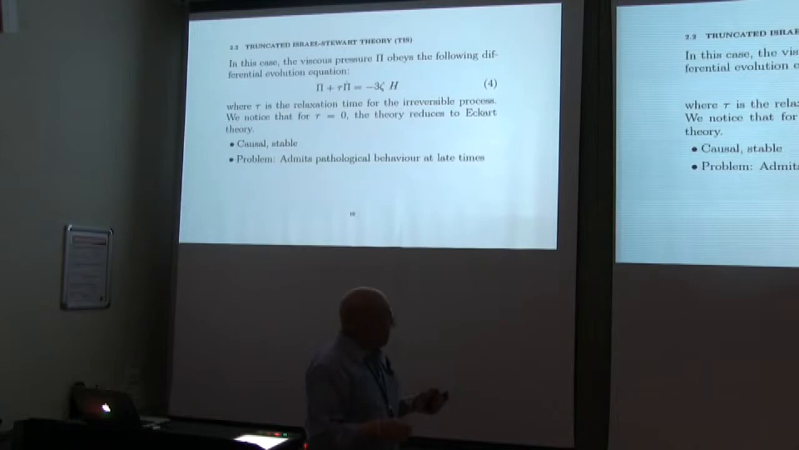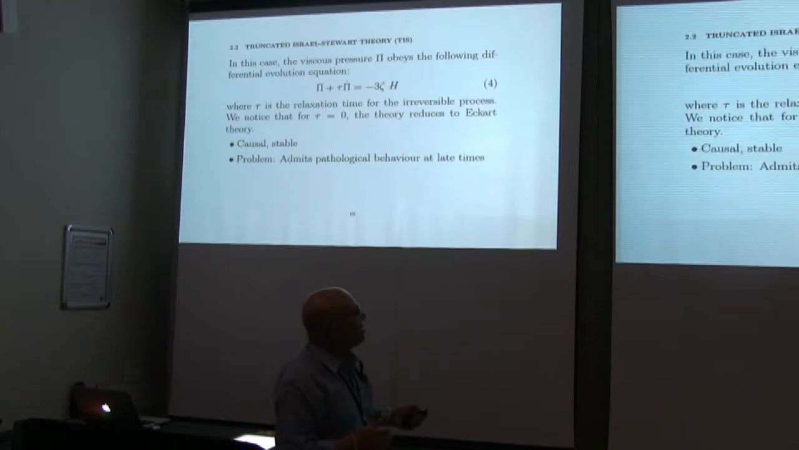So the theory that was formulated was the truncated Israel-Stewart theory. I think this was in the late 60s or thereabouts. In this case, the viscous pressure pi obeys the following differential evolution equation: pi plus tau pi dot is equal to minus 3 zeta H. So there's this additional term here, where tau is the relaxation time for the irreversible process. And we notice that for tau equal to 0, it reduces to Eckart theory. This theory is causal and stable, but there is also a problem with it, in the sense that there's pathological behavior at late times. For example, you could get things like temperature and so forth becoming infinite.